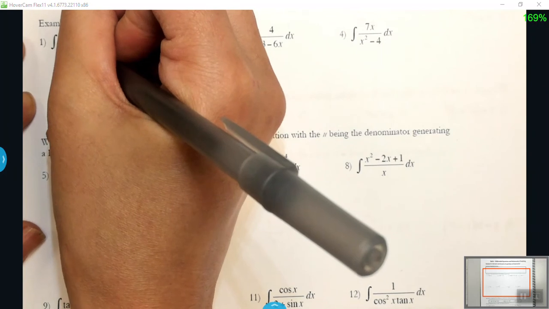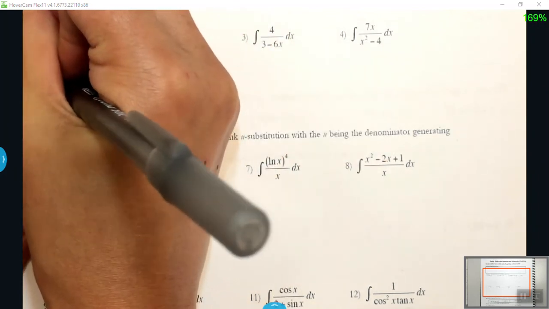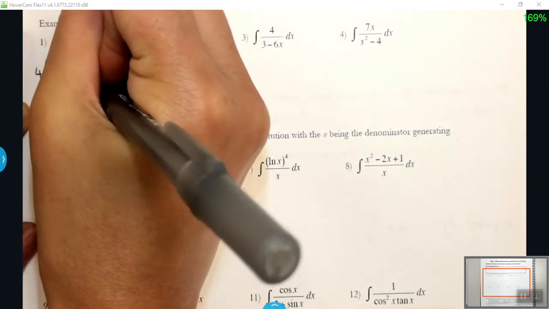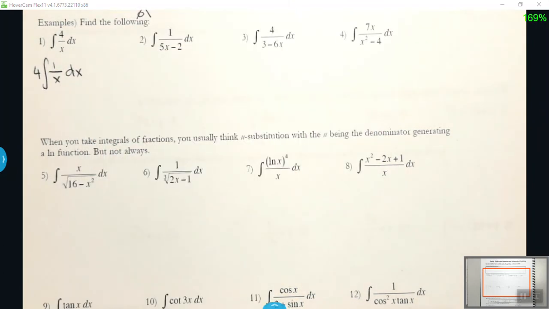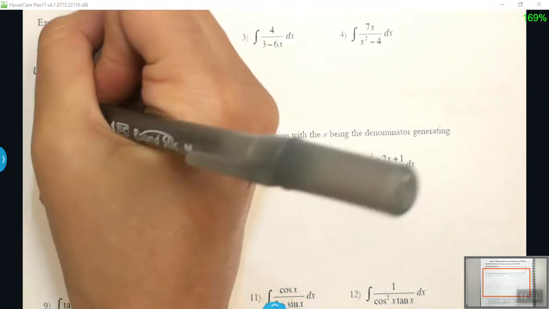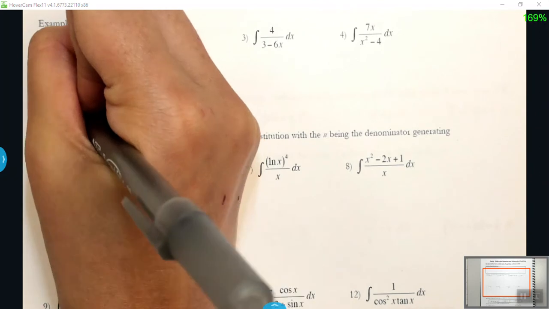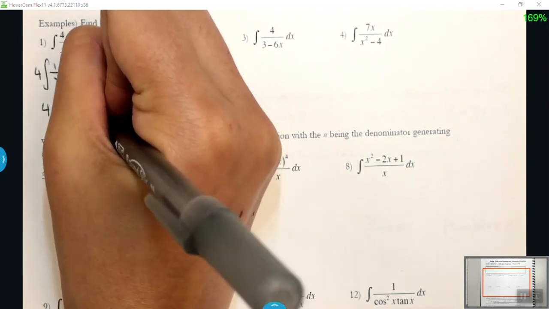Okay, all right, so this one, find the following of these 4. Now remember, your properties of integrals, you can bring the 4 out. So 4 integral 1 over x dx is just 4 natural log absolute value of x plus c.